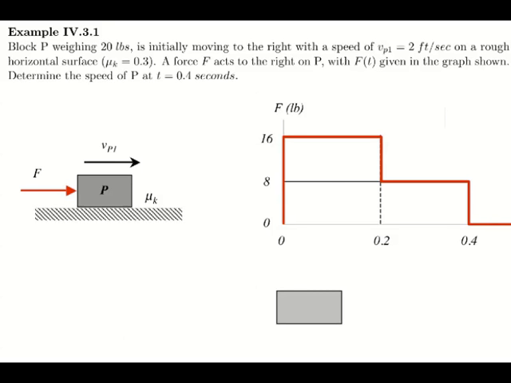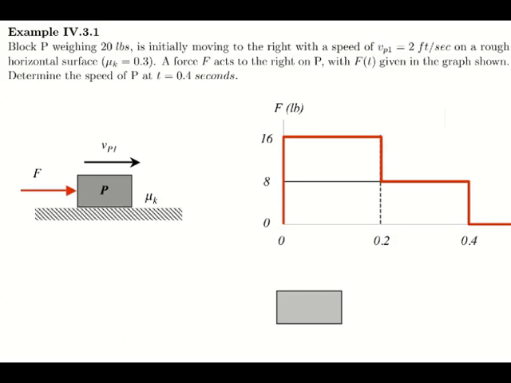In this example, we have block P, which is initially moving to the right with some known speed, 2 feet per second, along a rough horizontal surface for which we know the coefficient of kinetic friction, mu k. There's a force F that's applied at time equal to 0, shown by this function to the right. And what we want to know is, as a result of that applied force F, what is the speed of P at t equal to 0.4 seconds.